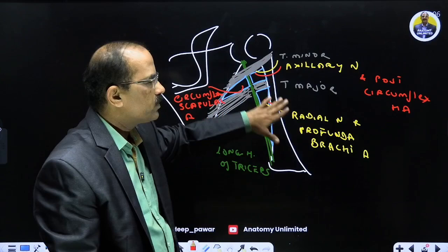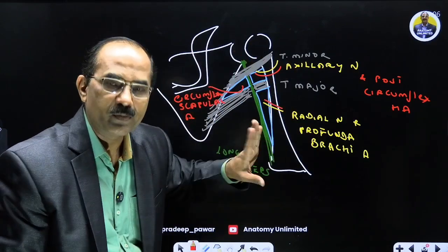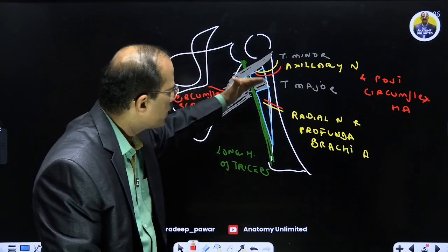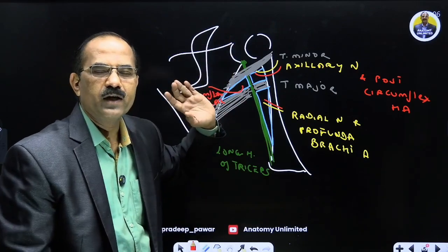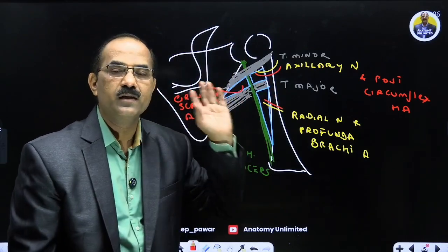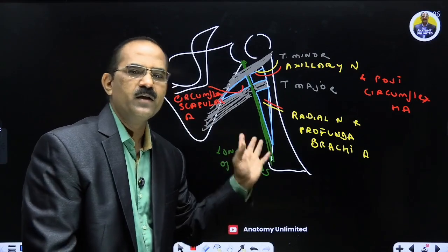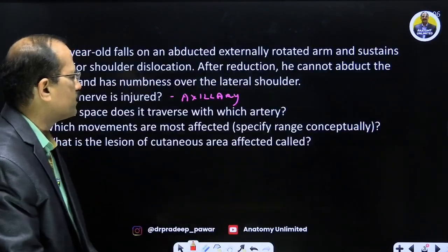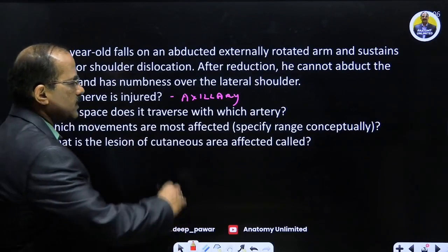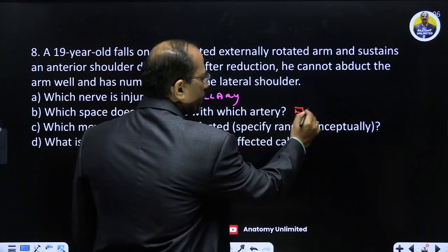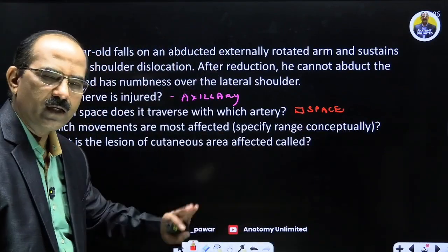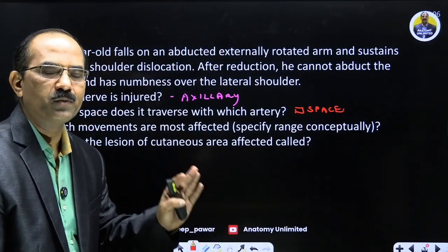So who passes through the quadrangular space? The axillary nerve and the posterior circumflex humeral artery. Boundaries: above is teres minor, below is teres major, medially is the long head of triceps and laterally is the surgical neck of the humerus. Fine. So that's the quadrangular space. This is the upper triangular, this is the lower triangular space. So which space does it traverse along with which artery? That's the quadrangular space. And which nerve? Axillary nerve, and the artery is the posterior circumflex humeral artery.